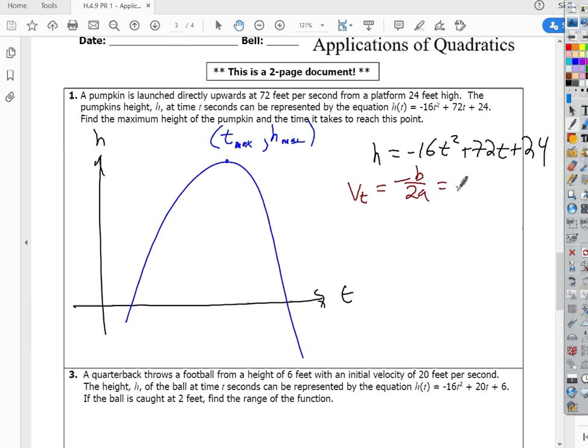So what numbers am I going to plug in? Negative 72 over negative 32. And then if I want to calculate the h component of the vertex, what's that going to be? Plug it back in. That's just going to be h of whatever time that is. You guys can do this stuff, right? You can.